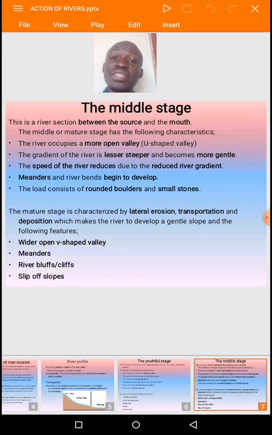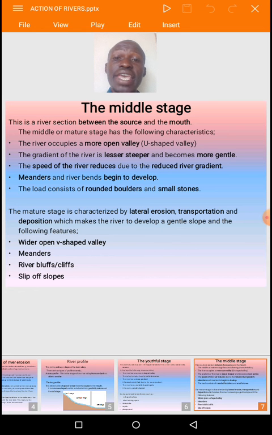The middle stage, we are now moving from Jinja. This is a section between the source and the mouth. Now we are moving from the source, but we have not got to the mouth. At times we call it the mature stage. It's like you're no longer a baby, but you're not yet an old man. So you are an adult there.